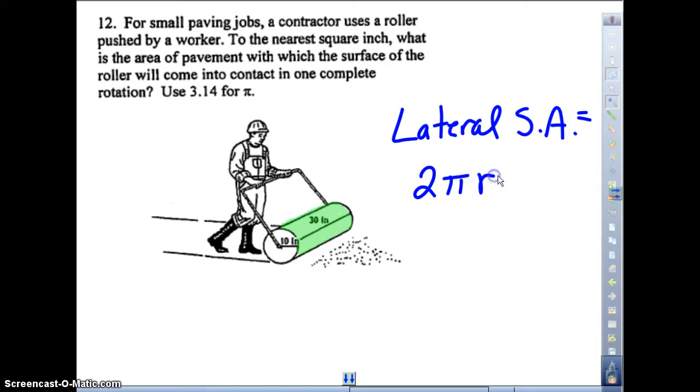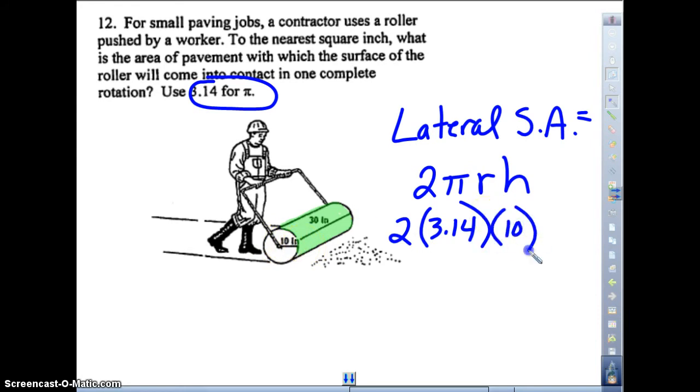On my formula chart, it says that. What do they want us to use for pi? 2 times 3.14. What's my radius? 10. Even though it's laying down on its side, what's the height of my cylinder? 30. There you go.